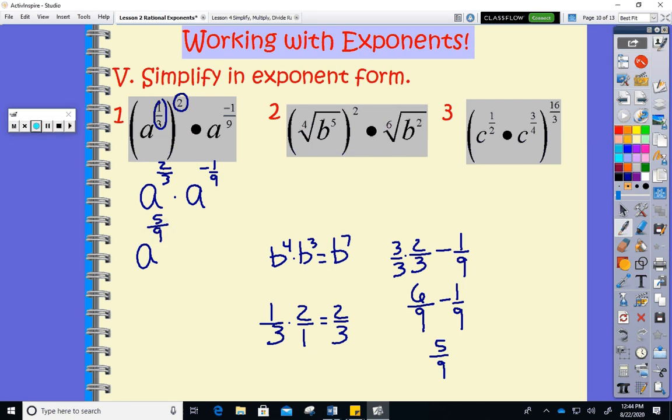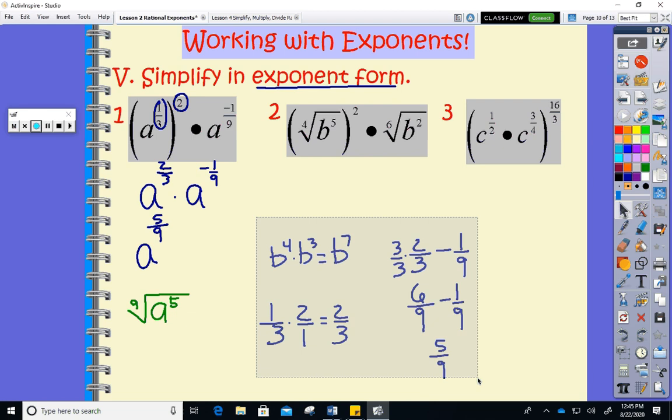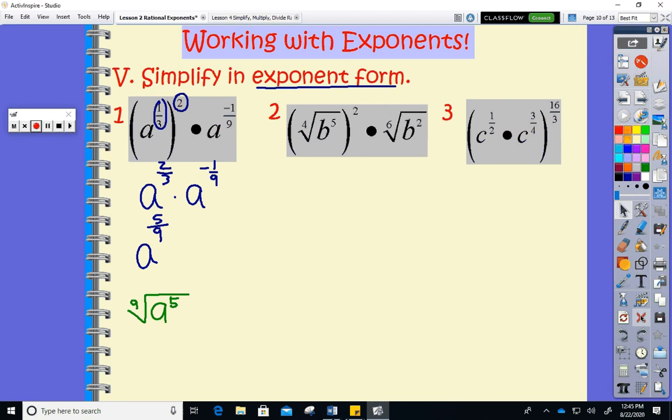Now, I know I'm done because it says take it to exponent form. FYI, if it had said, now I want to write your final answer in radical form, then the final answer would be the 9th root of a to the 5th. So both answers would be correct, both answers are right. It depends on how the problem is worded to know if you end in exponent form or radical form, because it could be either one. But since this one said exponent form, we're going to leave it right here and we're going to move on.